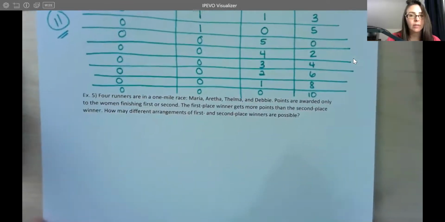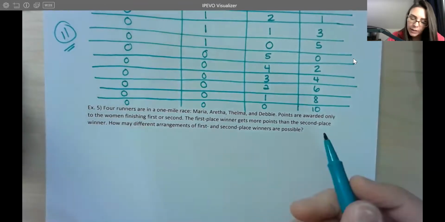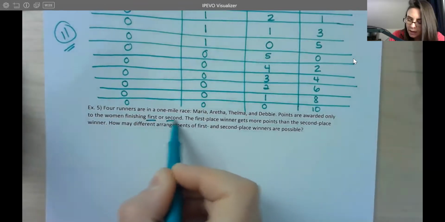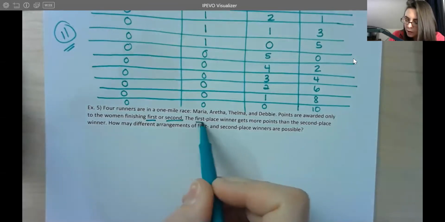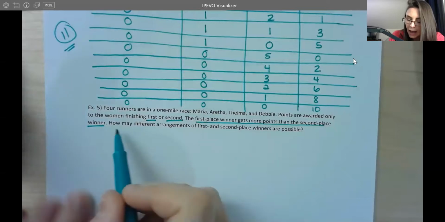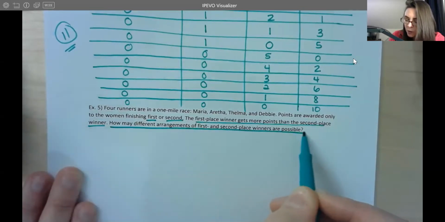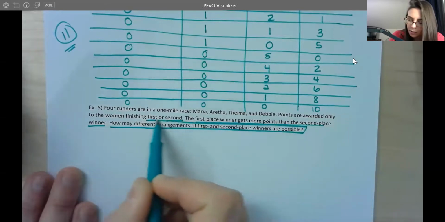Example 5 is kind of similar. Here we have 4 runners who are in a 1-mile race: Maria, Aretha, Thelma, and Debbie. Points are awarded only to the woman finishing first or second. The first place winner gets more points than the second place winner, which makes sense. How many different arrangements of first and second place winners are possible?